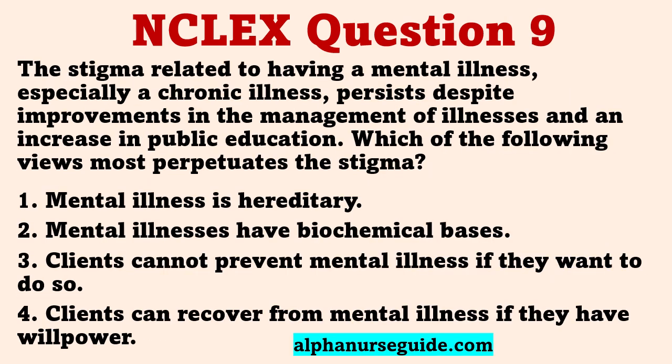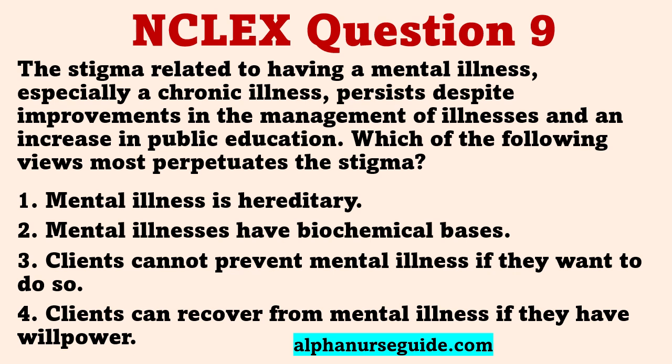The stigma related to having a mental illness, especially a chronic illness, persists despite improvements in the management of illnesses and an increase in public education. Which of the following views most perpetuates the stigma? 1. Mental illness is hereditary. 2. Mental illnesses have biochemical bases. 3. Clients cannot prevent mental illness if they want to do so. 4. Clients can recover from mental illness if they have willpower.